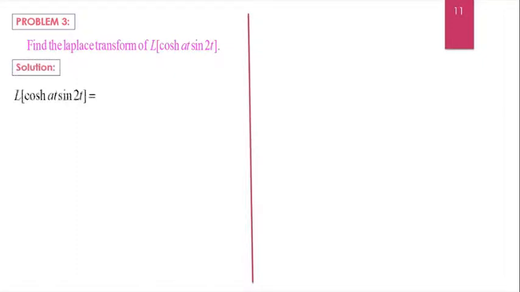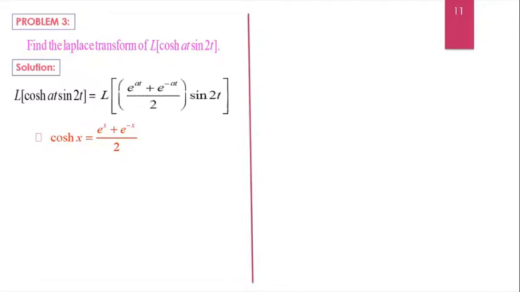Now let us look into our problem number 3 to find out the Laplace transform of cosh at sin 2t. Though cosh at sin 2t doesn't resemble the first shifting theorem, we can convert it into a first shifting theorem, as we know that cosh x is e power x plus e power minus x divided by 2. Therefore, Laplace of cosh at sin 2t could be written as Laplace of (e power at plus e power minus at) divided by 2 into sin 2t.